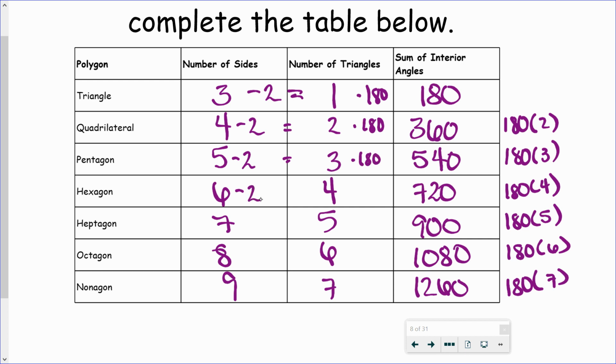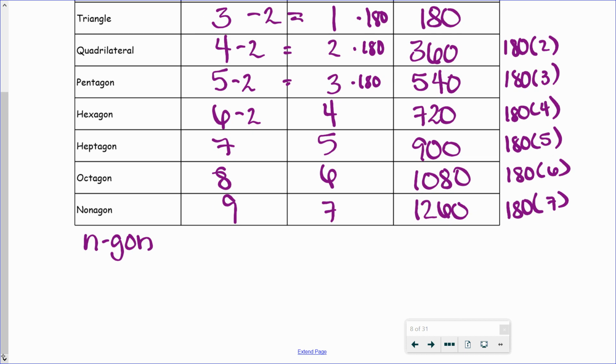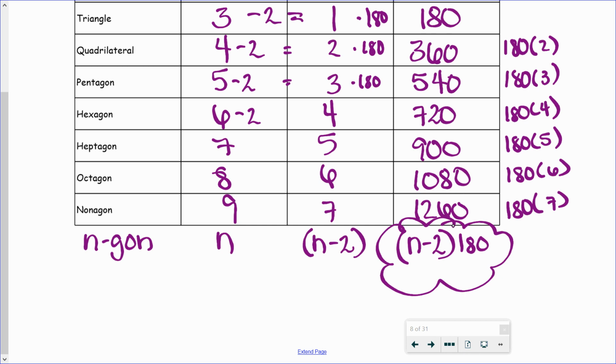If we had n number of sides, please add this to your chart. If you have n number of sides, how many triangles? There will always be n minus 2, which creates how many triangles there are. That will always happen. Then you take n minus 2, and for each triangle, you multiply by 180 degrees. Please highlight, circle, whatever you need to do with this.